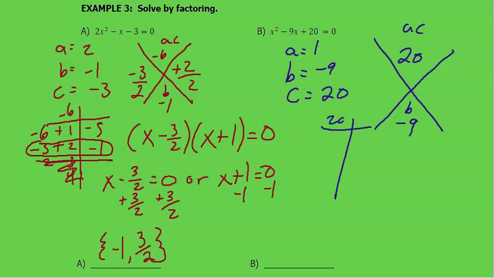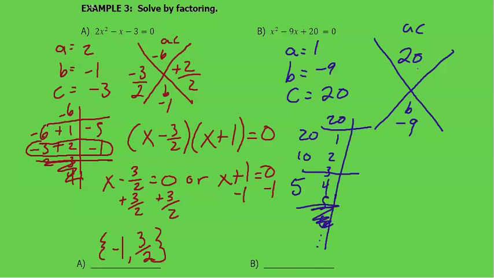List out your factors of 20. 1, 2, 3, 4, 5, 6, and so on. 20 divided by 1 is 20. 20 divided by 2 is 10. 20 divided by 3 is a decimal. 20 divided by 4 is 5. 5 was already used, so we're done with those.